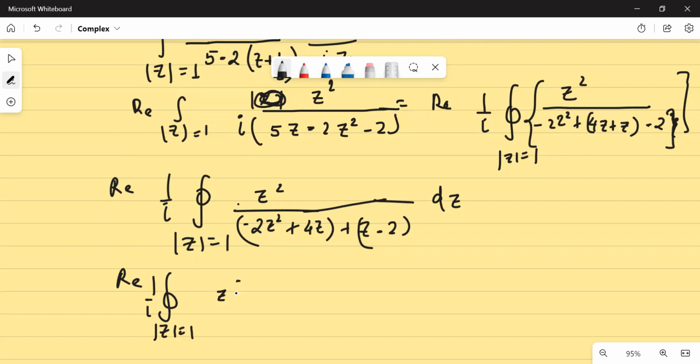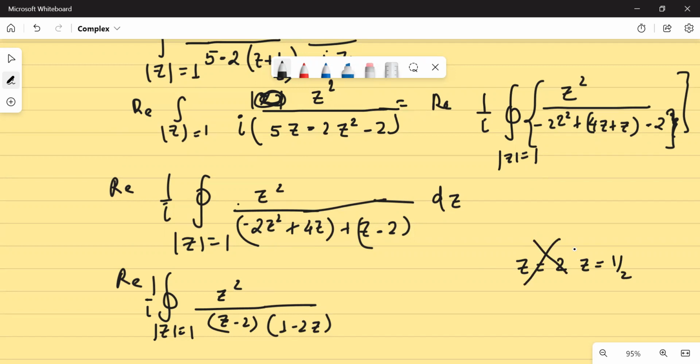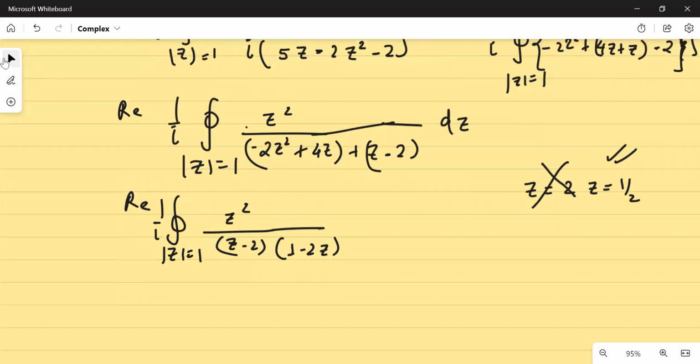This will be equal to z square. From here, take minus 2z common, then z remains, and here minus 2, z minus 2, and one more will come, 1 minus 2z, if I'm not wrong. So clearly you can find that there are two singularities, z equal to 2 and z equal to 1 by 2. But z equal to 2 cannot be inside the unit circle. So only one singularity needs to be considered. Just try to find the residue about z equal to half.